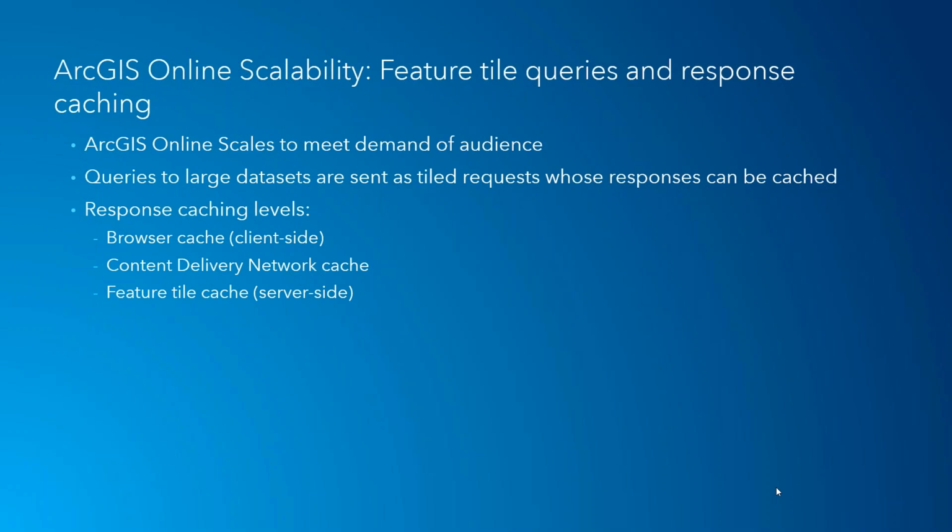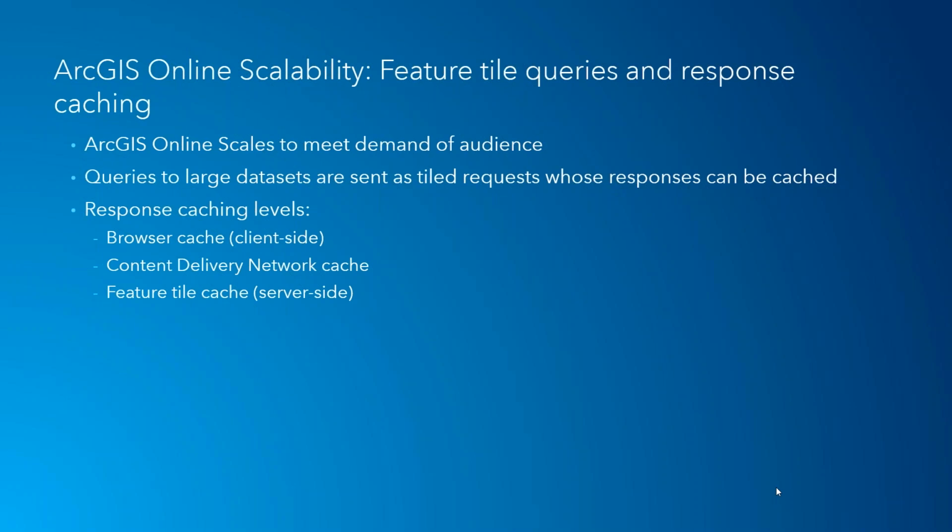But when there is a smaller response, let's say you're showing a couple thousand features, what we really want to do is make sure that we're using all of the logic that's built into ArcGIS Online to make this perform well under load. So ArcGIS Online scales to meet the demand of an audience, whether we need to scale up and have more resources available or improve the caching within ArcGIS Online, so we can efficiently get that feature request without having to go into the database every time.